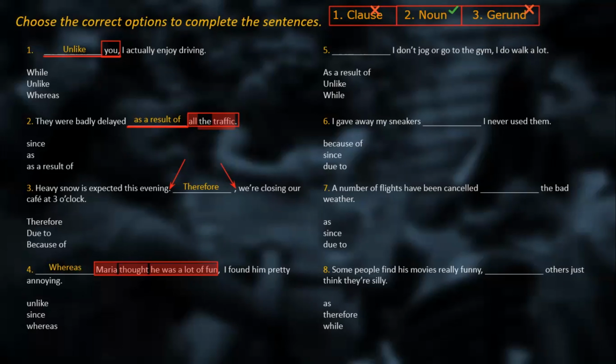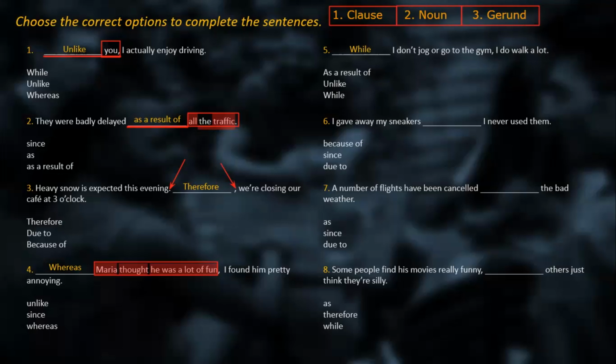So what about number 5? "I don't jog or go to the gym. I do walk a lot." Okay, it's a clause, of course. So is this contrast or reason? It's a contrast. So we need to use while. Yes, exactly, because we want to contrast and we have a clause, we need to use while.